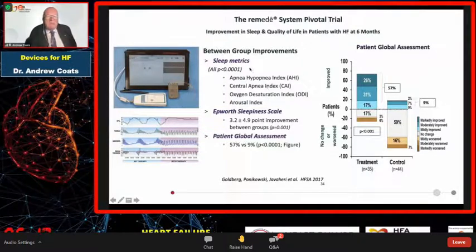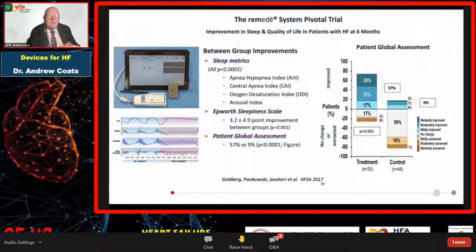That's associated with highly significant reductions in apnea hypopnea index, central apnea index, oxygen desaturation, arousal. It improves the quality of life in terms of the Epworth sleepiness scale. That's a highly important difference. And it improves patient global assessment. And you see there that the patients who had this treatment had dramatically improved overall patient-reported outcomes compared to the control patients.